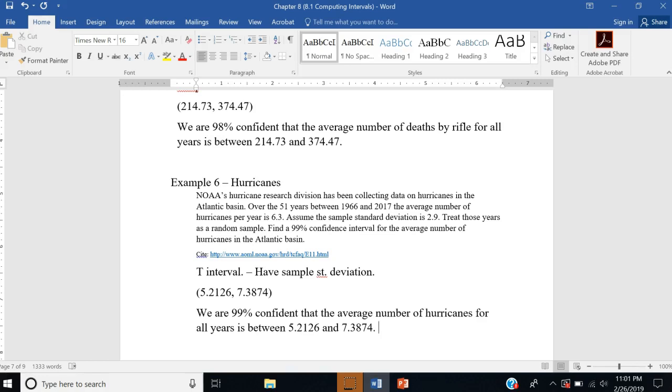Again, let me just remind you, there's probably a few years, maybe a lot of years, where you get less than 5. There might be a lot of years where you get 8 or more. But we are not saying 99% of years fall in there. What we are saying is that when you take a big group of years and average them up, they'll fall between those two numbers.